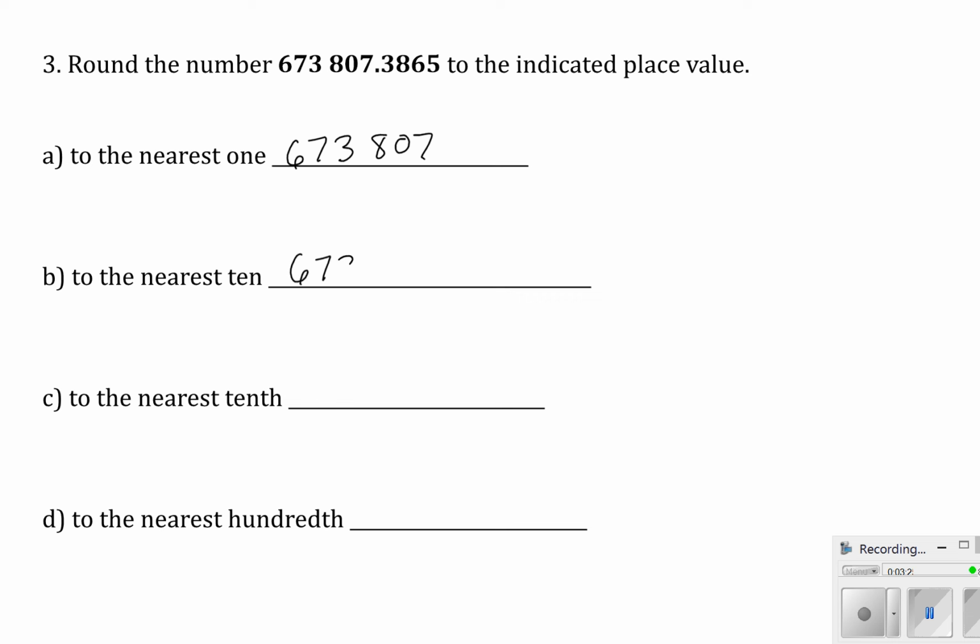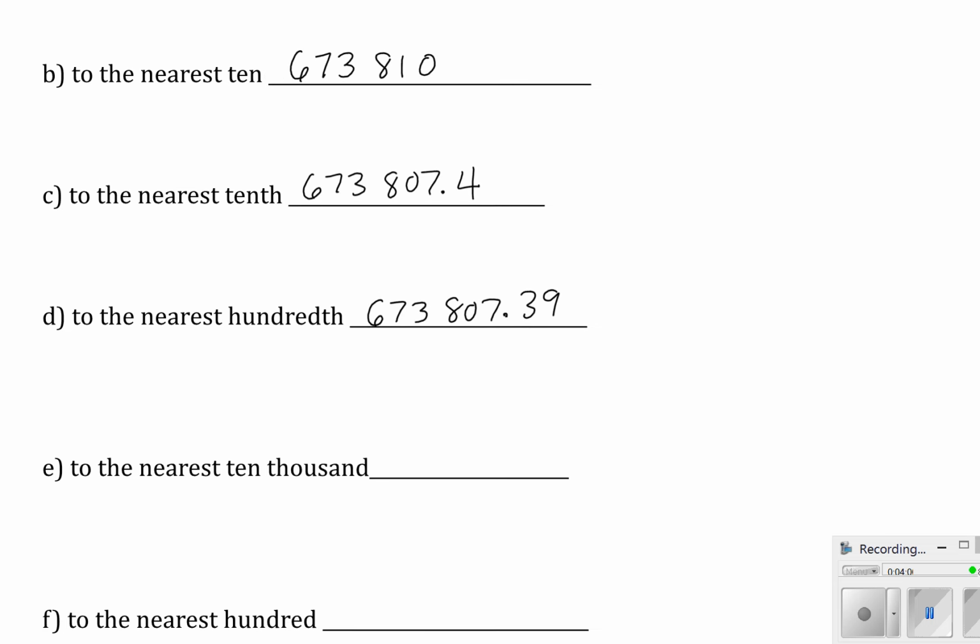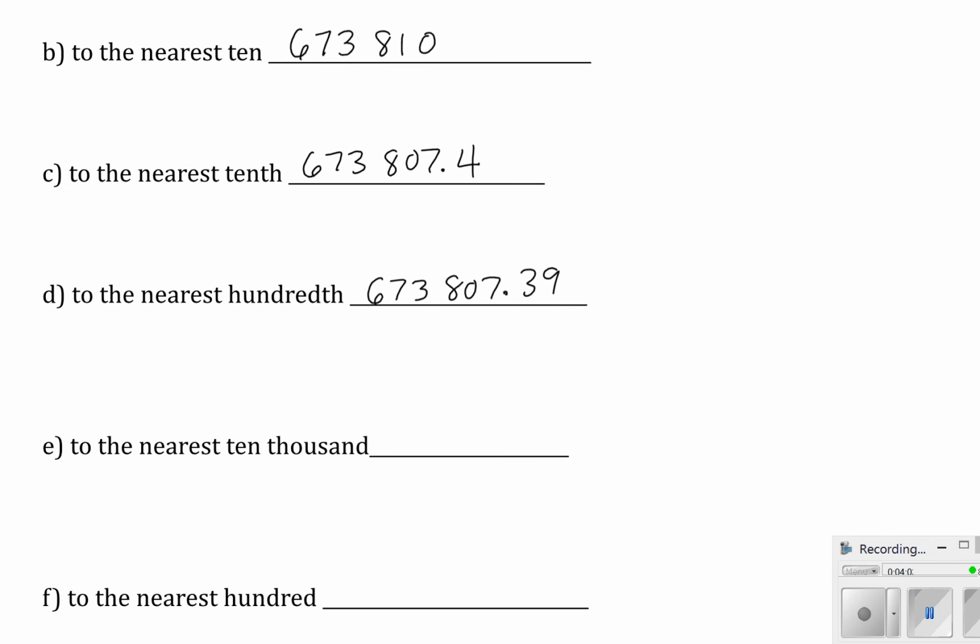So that's going to be 673,810. To the nearest tenth, we're actually going to look at the hundredths place, and the hundredths place currently has an 8, so we're going to be rounding up. 673,807 and 4 tenths. And then to the nearest hundredth, we're going to look at the thousandths place, which is a 6, so we round up. So we have 673,807 and 39 hundredths.